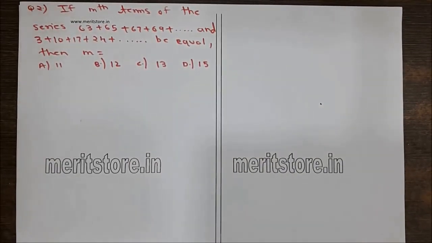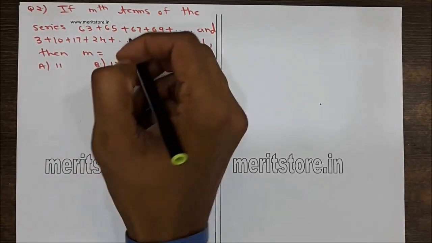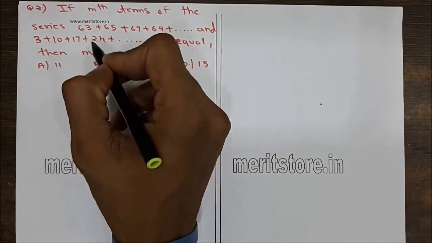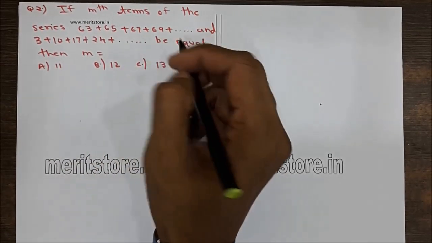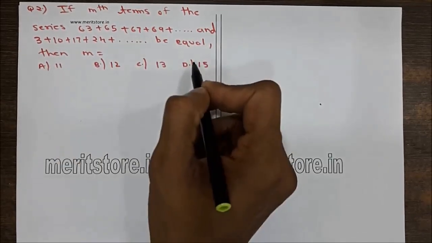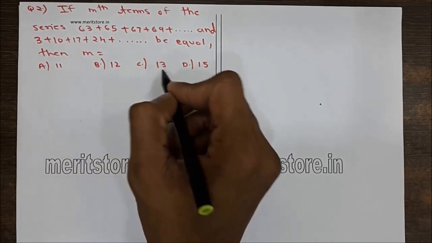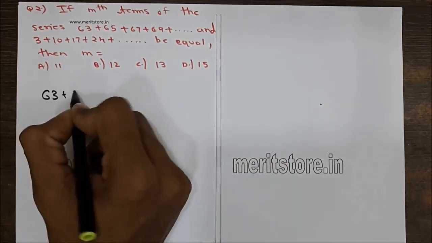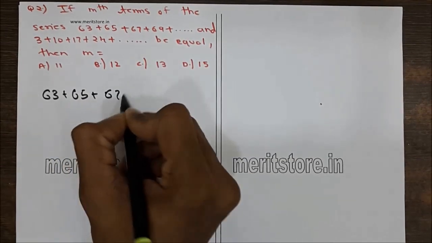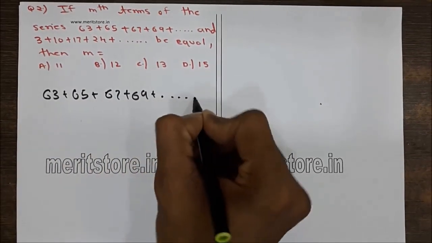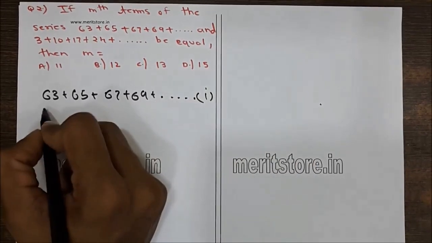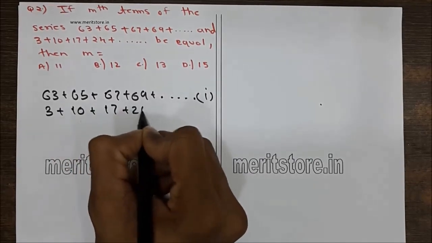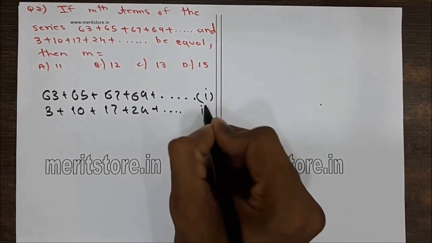Question 2. If the mth term of the series 63 plus 65 plus 67 plus 69 plus and so on, and 3 plus 10 plus 17 plus 24 plus and so on, be equal, then m is equal to? We have four options: A 11, B 12, C 13 and D 15. Given series, that is 63 plus 65 plus 67 plus 69 be the first, 3 plus 10 plus 17 plus 24 be the second.